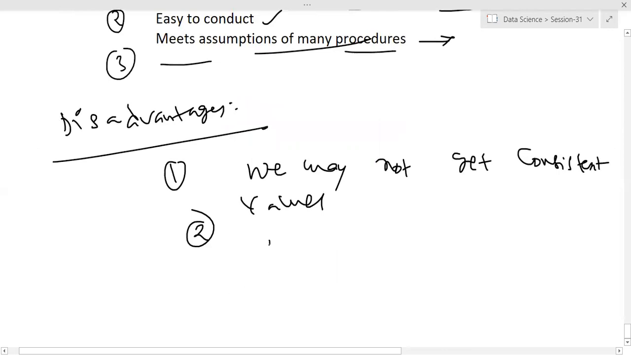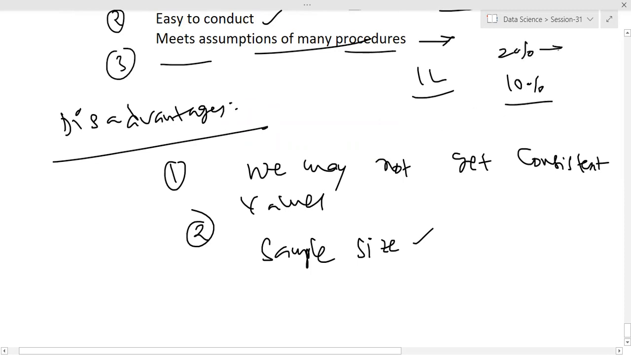Exactly. See, the sample size is playing a vital role here. Suppose we are having 1 lakh records, and your sampling is only 10%. And if you are taking only 2%, then definitely this sample size is having an issue. If the sample size is more, what is the problem, friends? Problem in the sense 1 lakh records are there. You are taking 90% of your data. Then really, can we call that a sample?